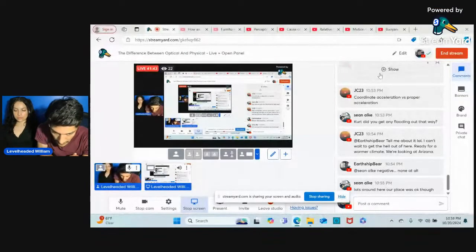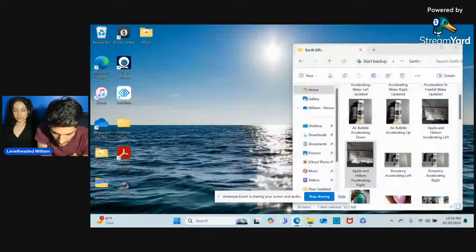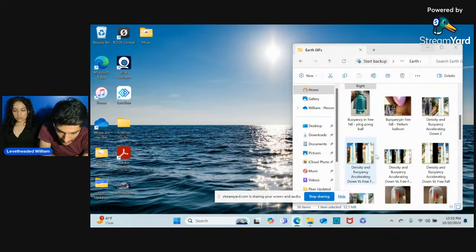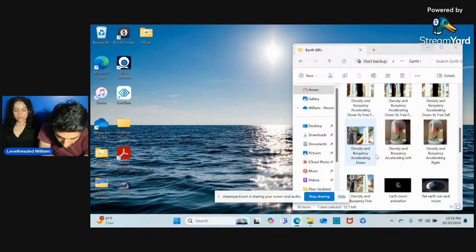So let me see here. Let me just share a couple of accelerometer drop tests that I did with the tube. Let me just do that real quick. Okay. So again, when we're comparing free fall versus actual acceleration.